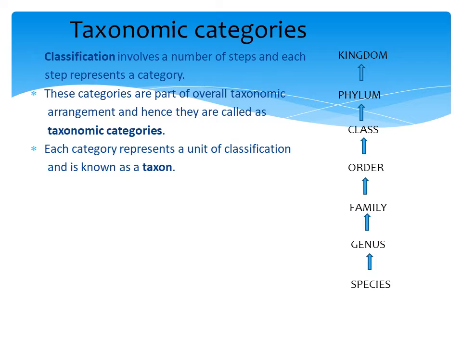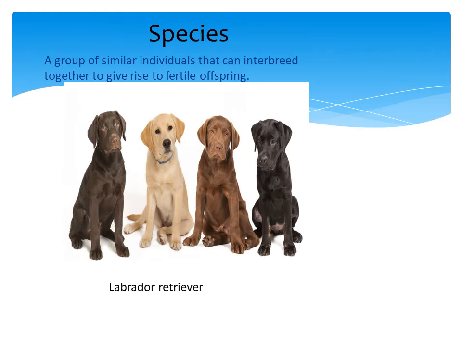K for keep, P for plates, C for clean, O for or, F for family, G for gets, and S for sick. So, keep plates clean or family gets sick. This is how you can remember the correct sequence of taxonomic categories. We'll try to understand the taxonomic categories by an example.